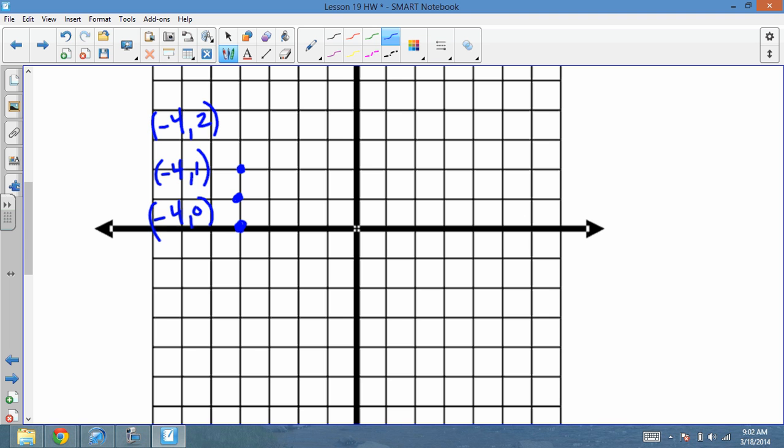Knowing that y can be whatever we want, this particular equation is going to create a linear graph that is vertical on this x value of -4. So this line right here is the graph of x equals -4.